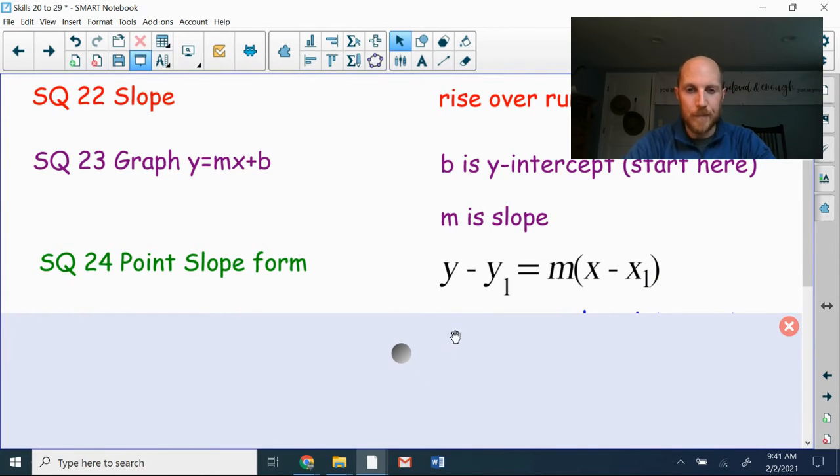Skill 24, graphing or making equations in point slope form. Mostly this is graphing. So point slope form is this one that is given here, the x1 and the y1. Those go together to create a point. That's where we'd start our graph from.